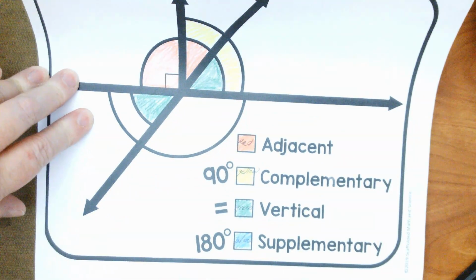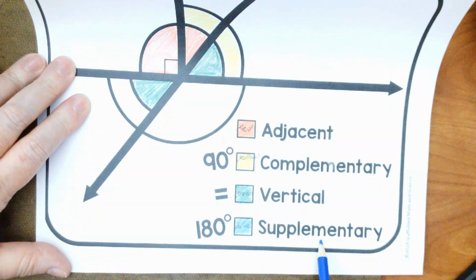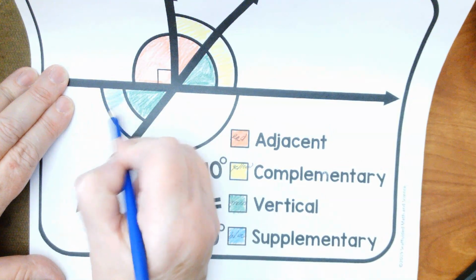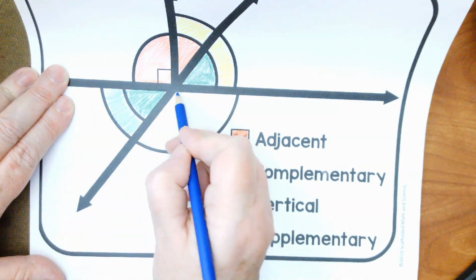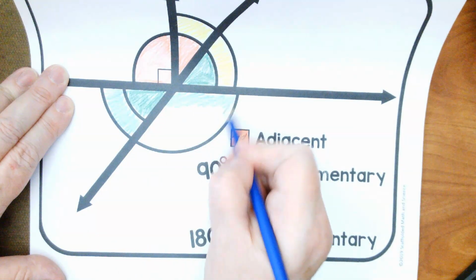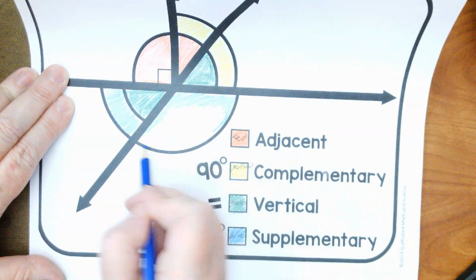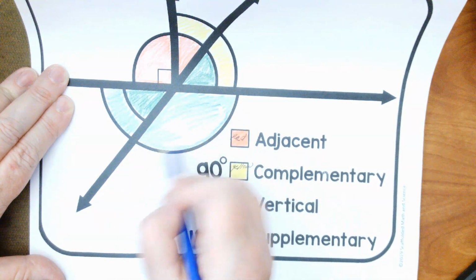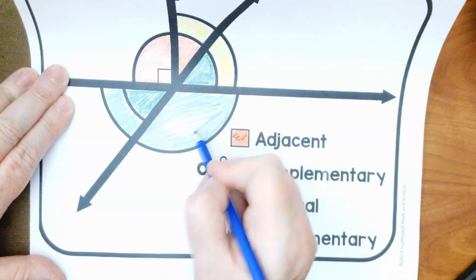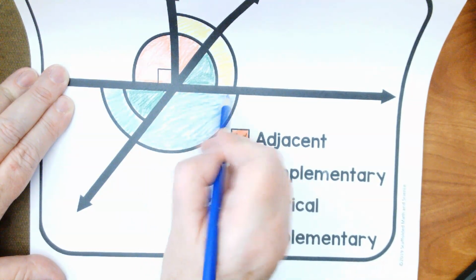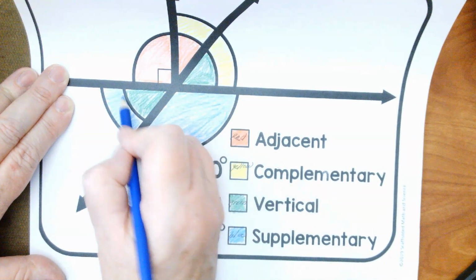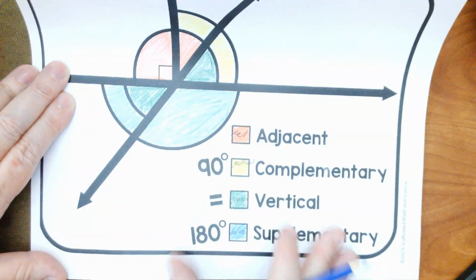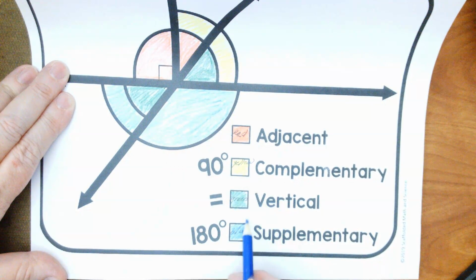Okay? And then we have the last angle. It's called the supplementary. And we're going to color that one blue. Okay, so that's the blue, and then we're going to color in the box blue.